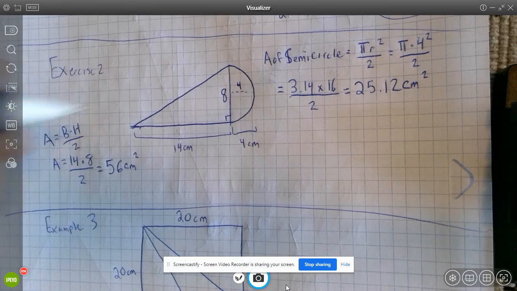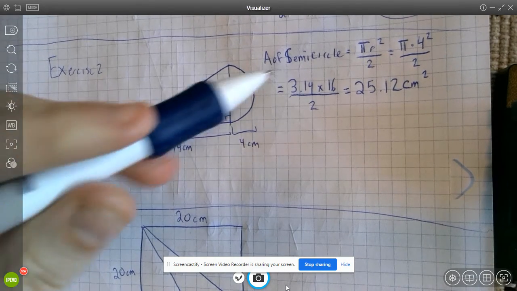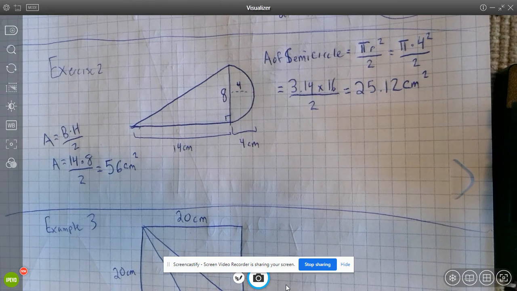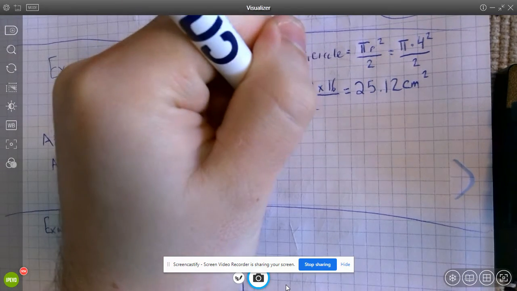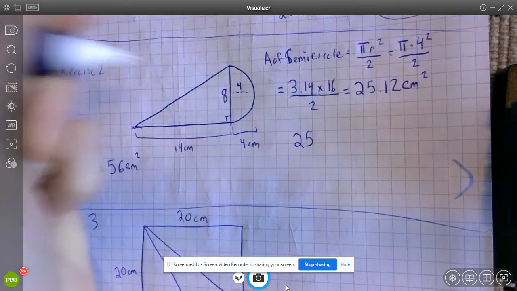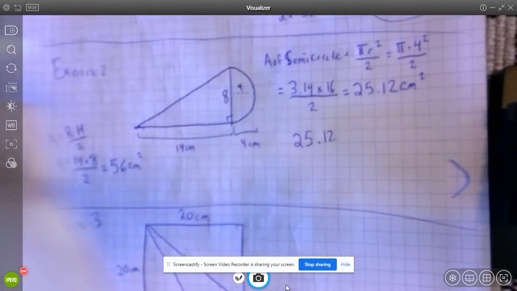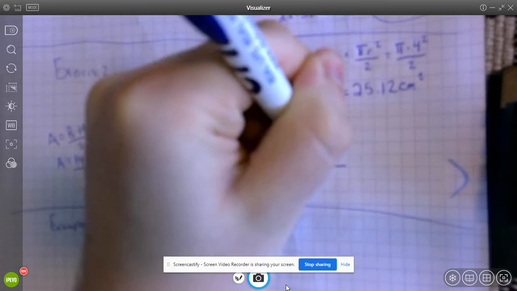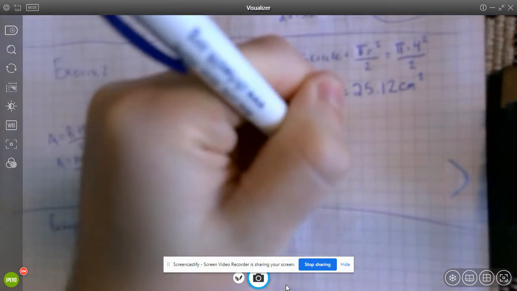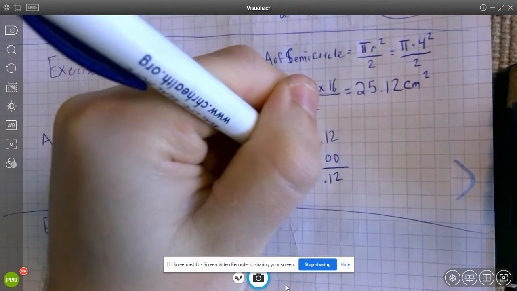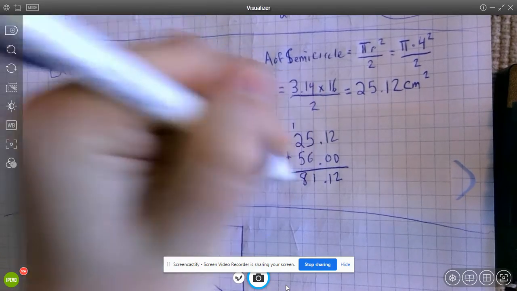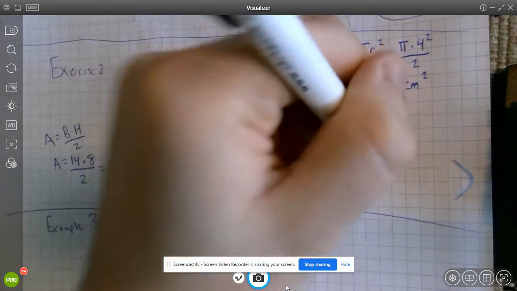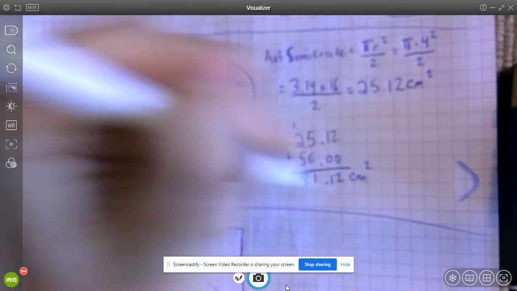Well, if we're trying to find the area of all of this, what are we going to do with our area of the triangle and area of the semicircle? We're going to add those two values together. So we've got the area of the semicircle, 25 and 12 hundredths, and we've got the area of the triangle, which is 56. Make sure that you align your place values when you're adding there. And when we add, we get 81 and 12 hundredths centimeters squared.